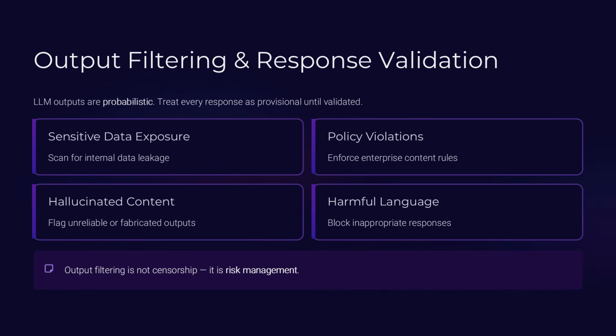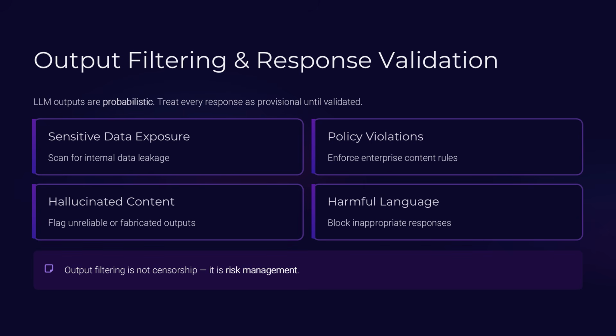Large language models generate outputs probabilistically. You cannot assume that every output aligns with enterprise policy. Output filtering becomes essential. Output validation mechanisms examine model responses before they are delivered to end users. These mechanisms can detect sensitive information exposure, policy violations, hallucinated content, and harmful or inappropriate language.